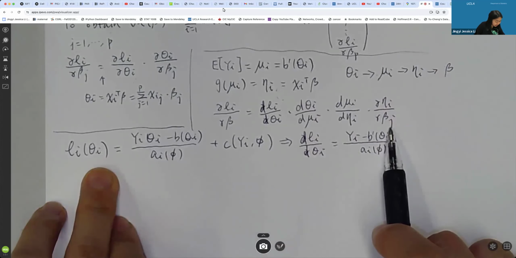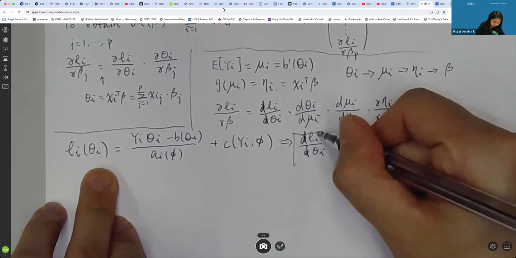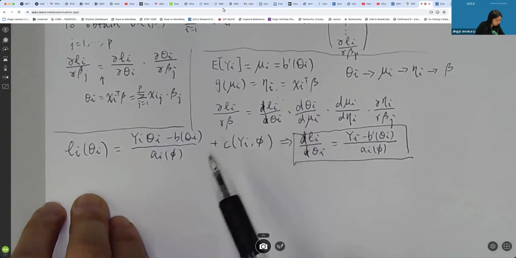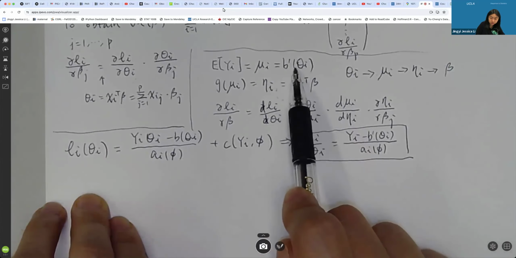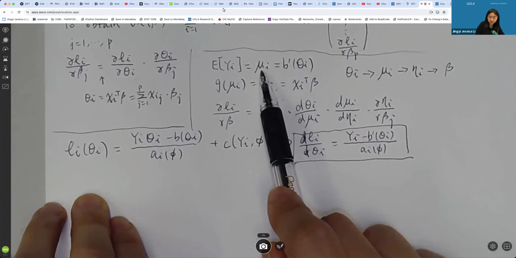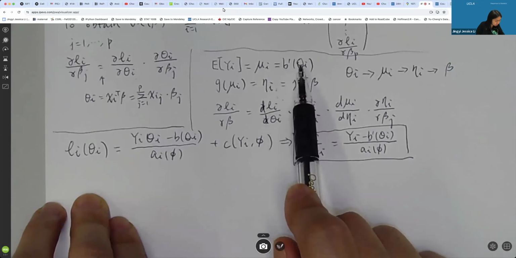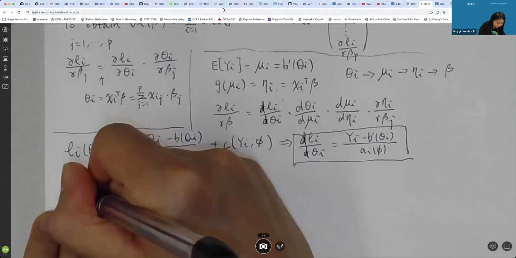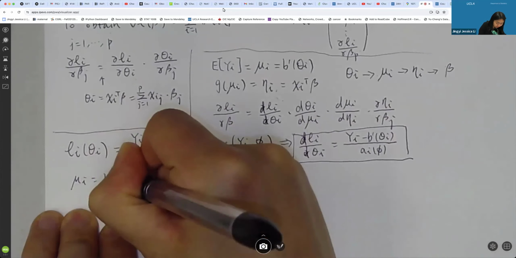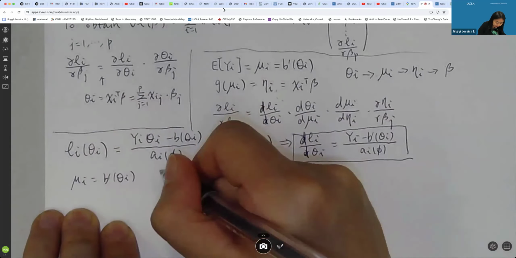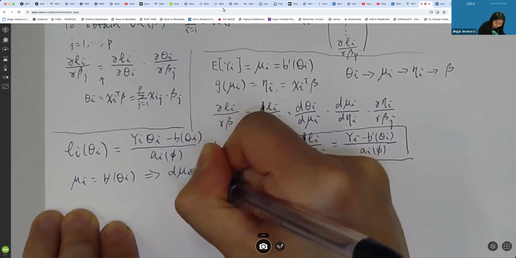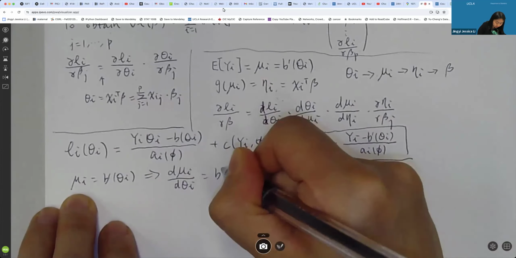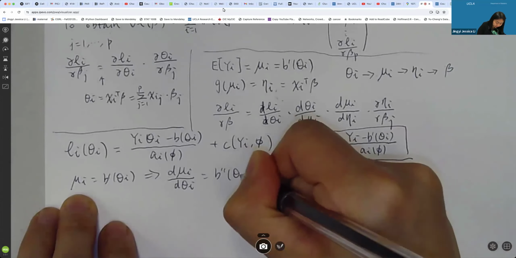And then the second term I need is d theta I d mu I. How do we go from there? This is the thing we will use from this relationship, mu I equals b prime theta I. From this, what I can get is d mu I d theta I. Going from the left side, it's just b double prime, the second derivative at theta I.